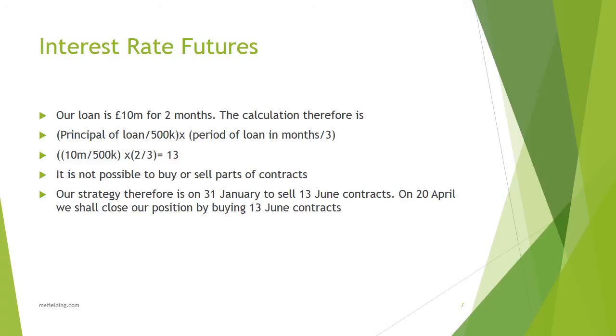Look at your strategy, therefore. On the 31st of January, we sell 13 June contracts. On the 20th of April, we go into the market and we buy 13 June contracts. You must buy the same month and you must buy the same number. Assuming that you do that, what will happen is that the exchange itself will automatically match your position and close you out. And then it will tell you whether or not you have a gain or a loss. Okay? Right, that's your strategy.